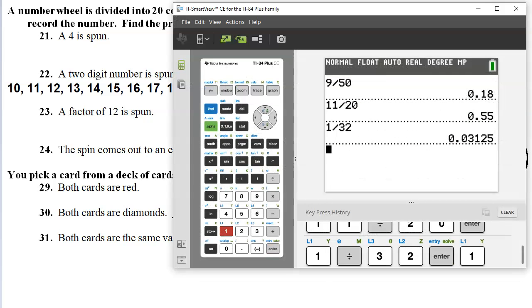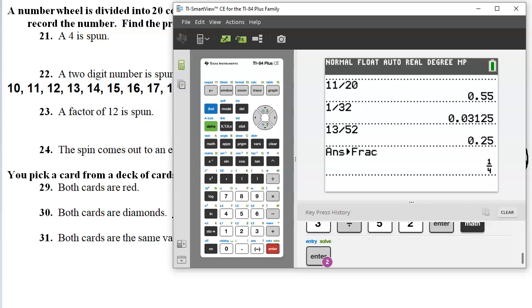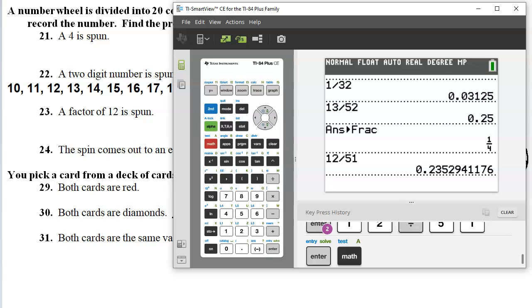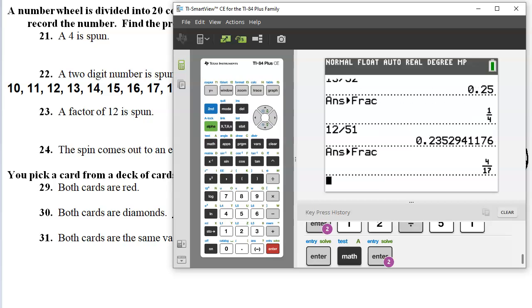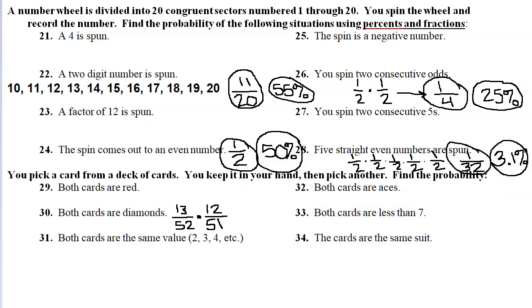Now, if you have this tool right here, I want to show you something. 13 over 52, it will probably not surprise you that 13 out of 52 is 1/4. One of the cool things that this calculator does is it will actually reduce any fraction, even the ones that you're not quite sure about because they look really, really ugly. So 12 out of 51 reduces to 4 over 17. So that's going to give you 1 over 4 for the first fraction, 4 over 17 for the second fraction.